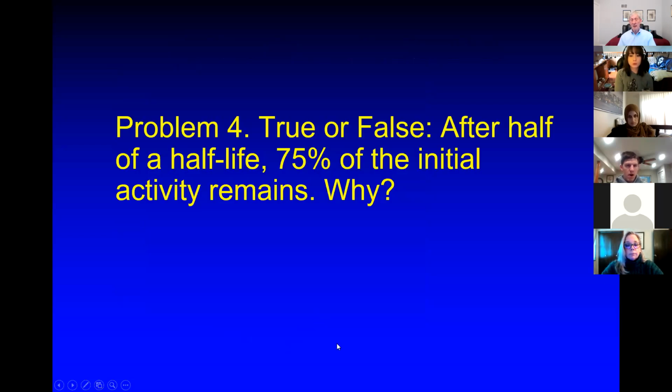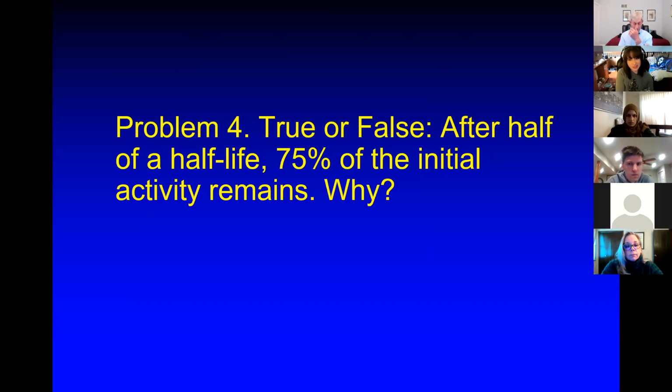How about this? True or false? After half of a half-life, 75% remains. Now that sounds good. You know, after one half-life, you got 50%. After 0 half-lives, you got 100%. So after half of a half-life, it kind of sounds logical that 75% remains. True or false?